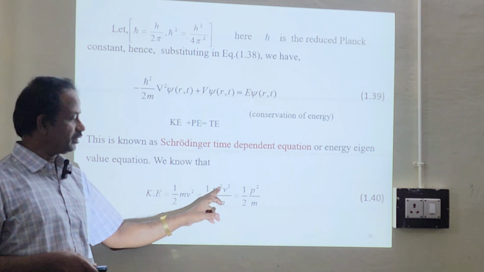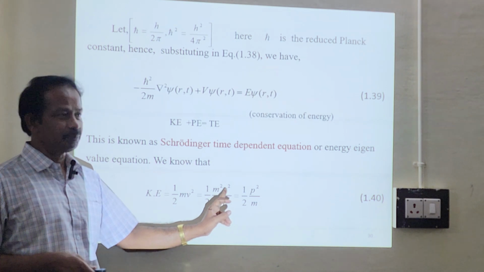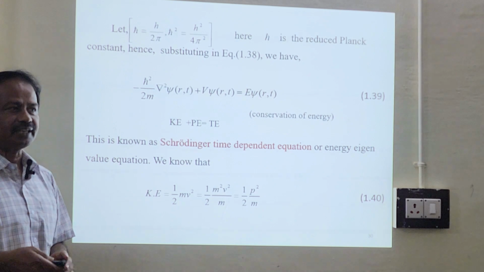m, that will give you m squared v squared divided by m. So 1 by 2 pv is nothing but mv is nothing but p. So you can write 1 by 2 p squared by m. So p squared by 2m is nothing but kinetic energy.